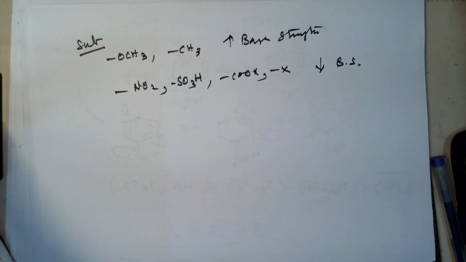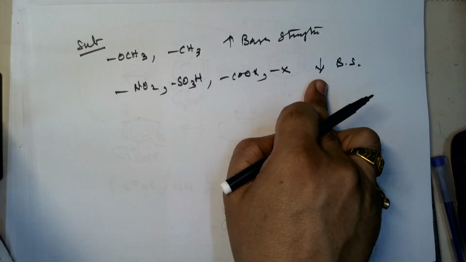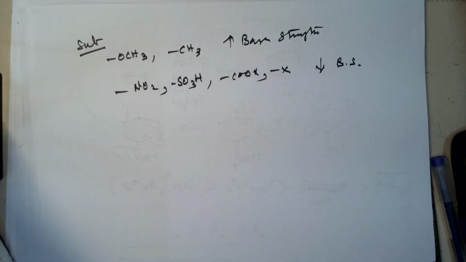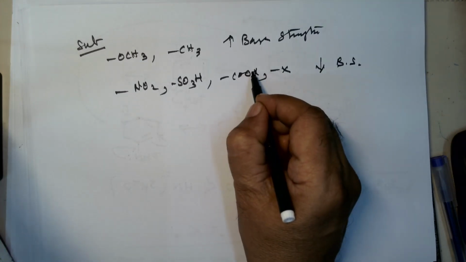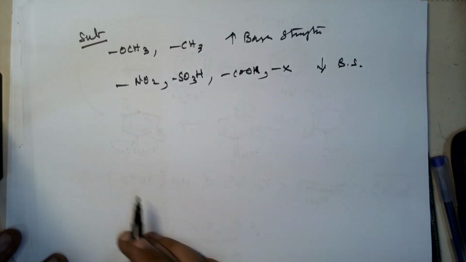Nitrobenzoic acid. In that case, because the nitro group is a decreasing type, it reduces the strength. COOH, acidic. Now let us discuss acylation.